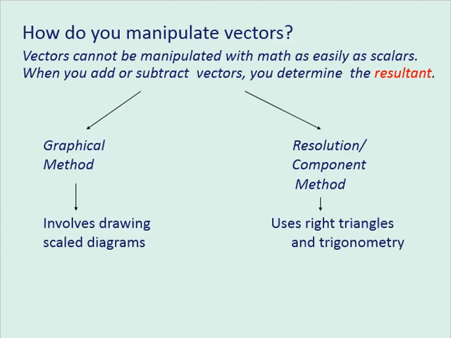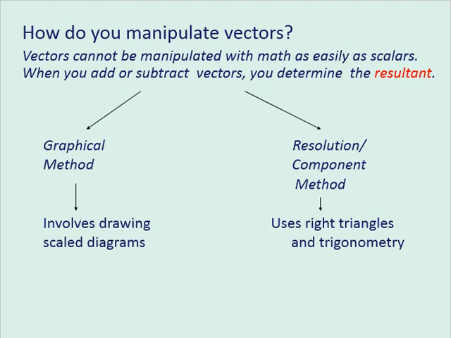Now, how do we manipulate vectors? We're going to learn about this more in class, but what I want you to understand is vectors are not like your normal measurements, the scalars. You just can't add them together and come up with an answer, right? If you had two things that you put on a balance, one was 20 kilograms, one was 40 kilograms, and you wanted to find the total mass, you would just add them together. Not that simple with vectors.